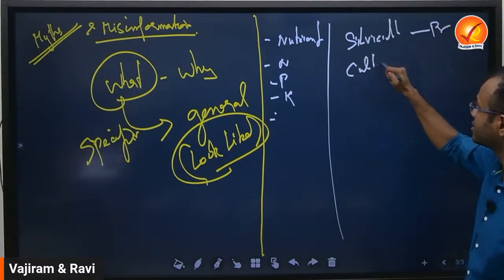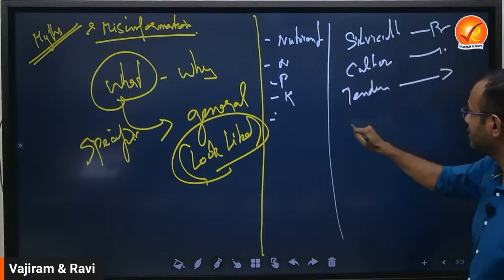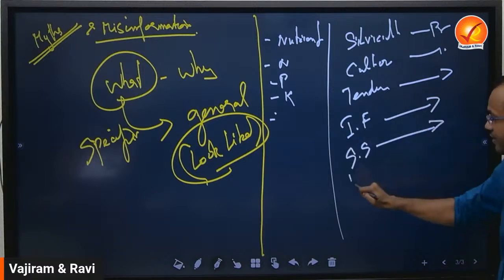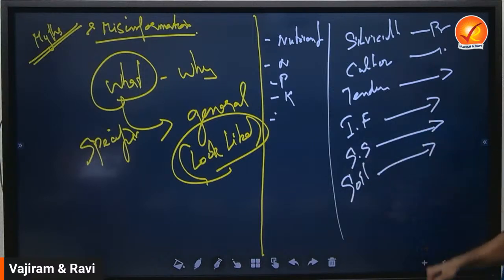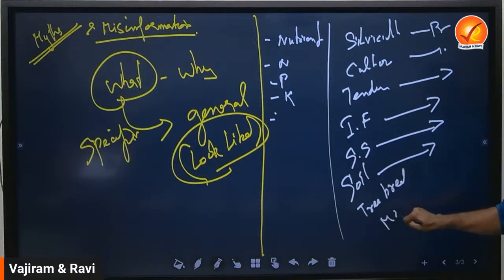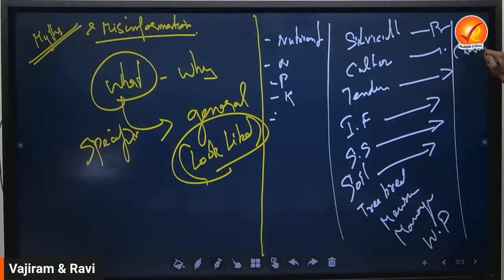In cultural operations, how we increase productivity. In tending operations, how we increase productivity. By improvement felling, by silvicultural systems, by soil science and soil management, by tree breeding, by mensuration techniques, by management techniques, how will we increase productivity? How does the working plan play a major role? Apart from this, all other silvicultural characteristics, something like spacing, composition, species, variety.